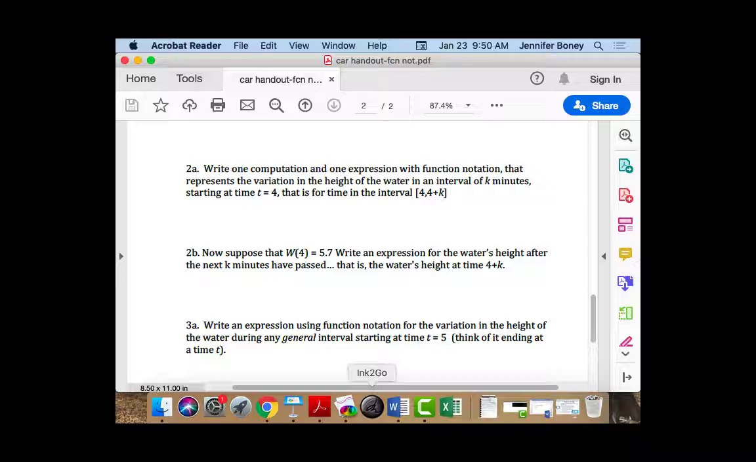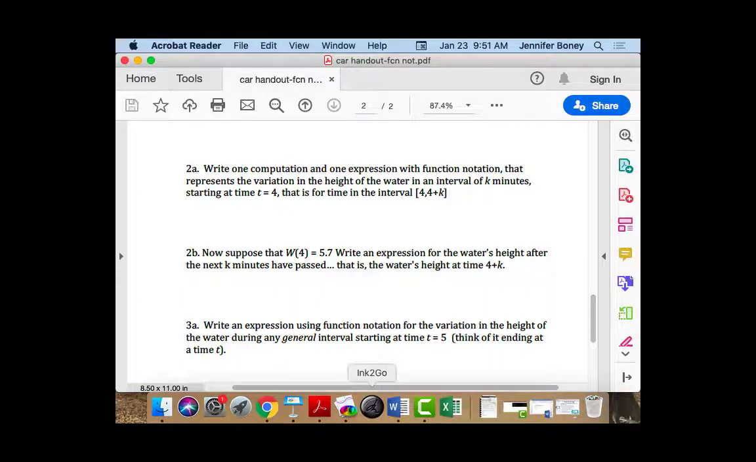Oh, so it will change by 1.23 times k in a negative direction. So it decreases by, depending on what k is, this much during that k minute interval. 4 plus k minus 4 is k. So that's why it's k minutes that have gone by.